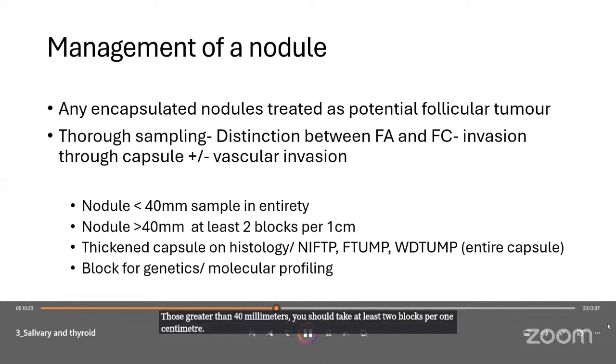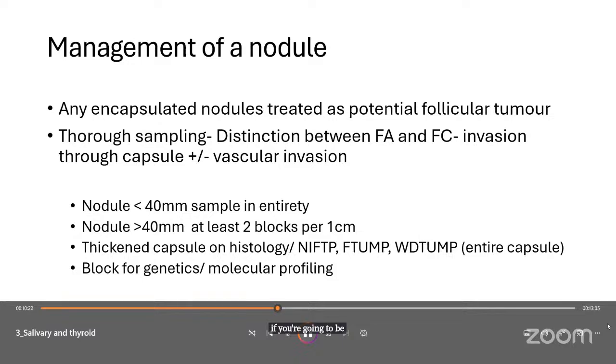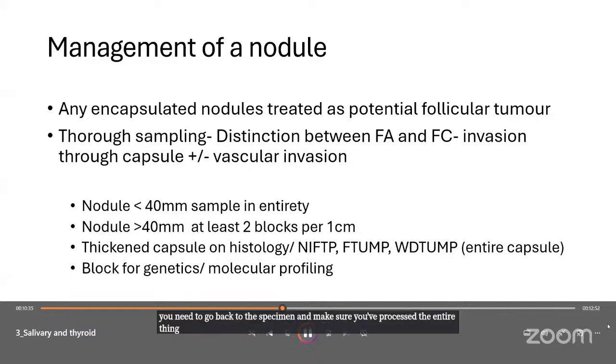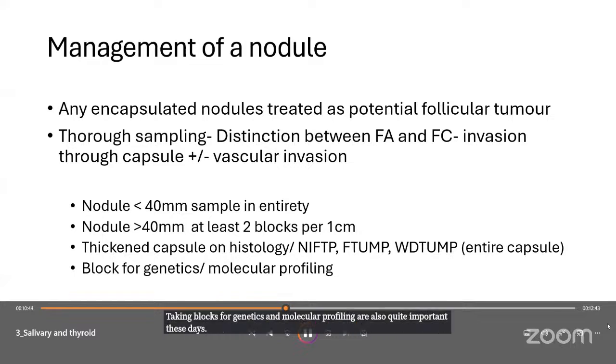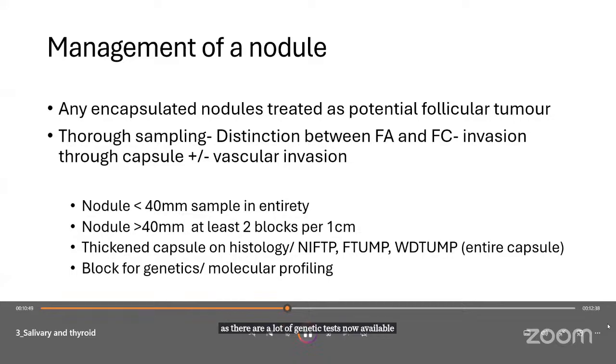If you're going to be making a diagnosis of a thyroid tumour of uncertain malignant potential, which includes obviously F-TUMP and WD-TUMP, you need to go back to the specimen and make sure you've processed the entire thing before putting that out as a definitive report. Taking blocks for genetics and molecular profiling are also quite important these days, as there are a lot of genetic tests now available for our thyroid patients.